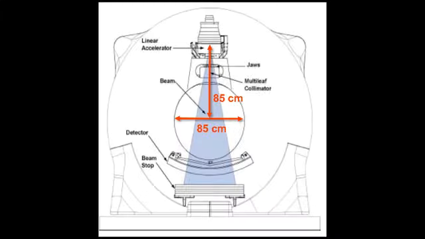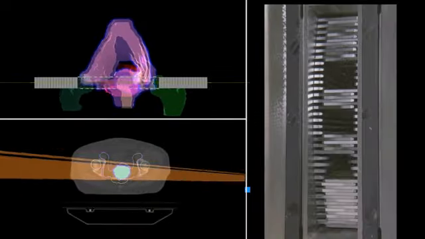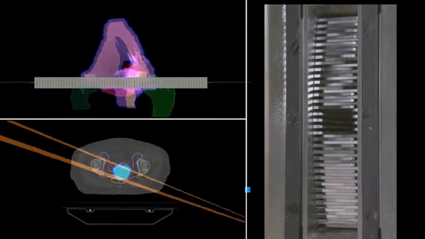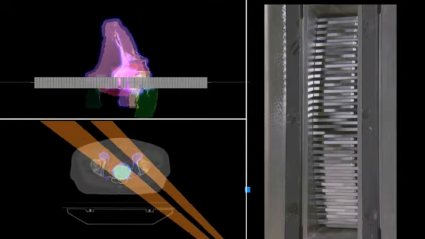So here's another look at this same unit diagram. And you'll see it's an 85 SAD machine. That helps with the output. Also the bore size is 85. Now let's look in at the jaw and the MLC and understand that. Here's a movie that shows during treatment the MLC opening and closing. Let me stop this for a minute and explain it.